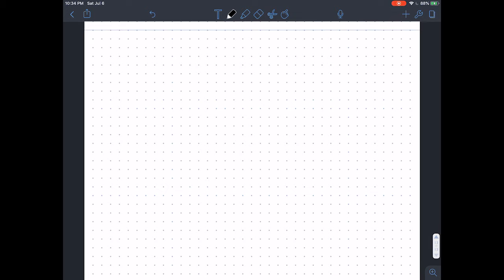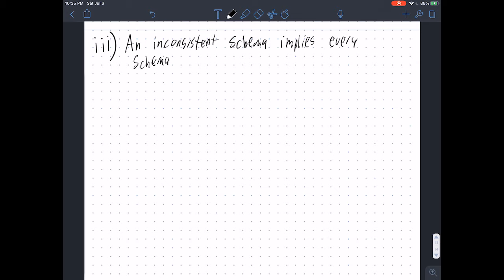So the third law of implication, and I'm not going to go through all of these. I think I said that. I'm just doing this for fun. I guess I think this is fun. So the third law is that an inconsistent schema implies every schema and is implied by inconsistent ones only.